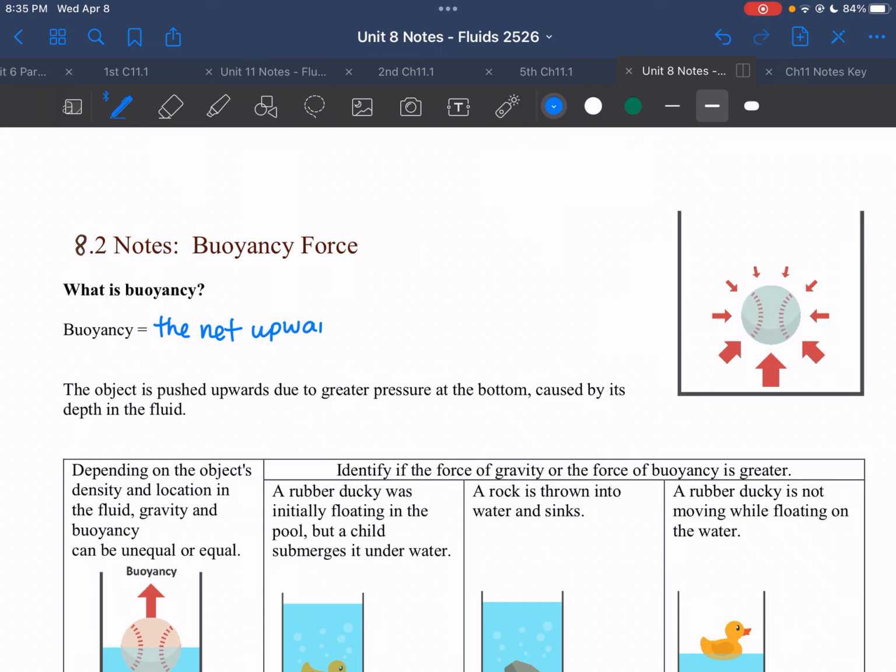It is the net upwards force exerted on an object submerged in a fluid.